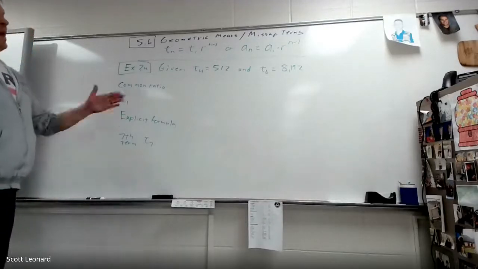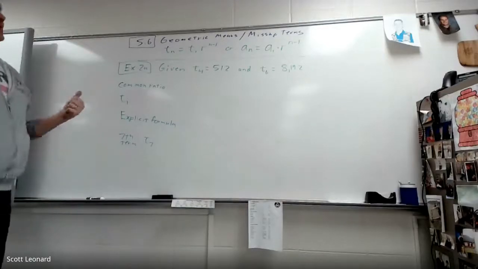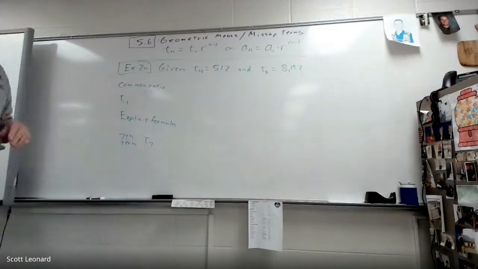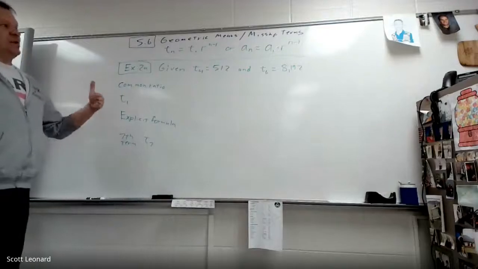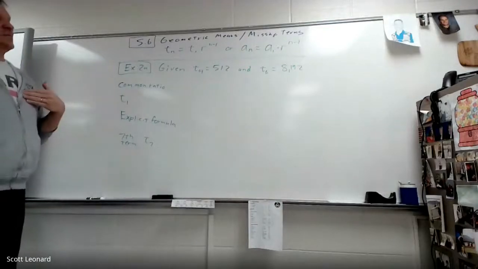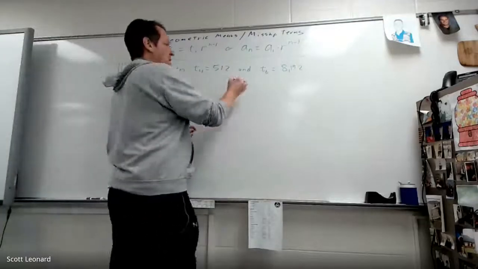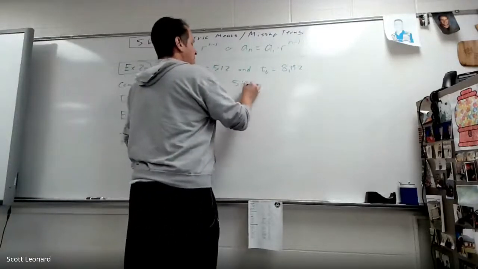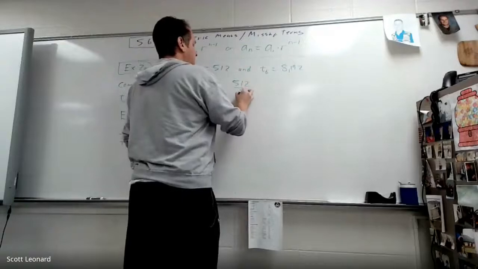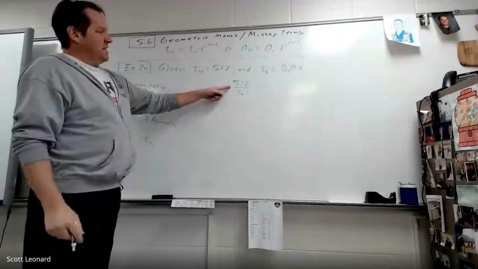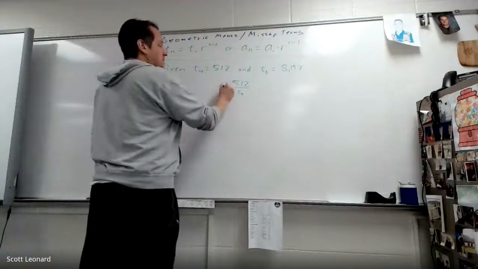Now, this looks way harder than the last problems we did, but it's just as easy. So here's what I want you to do. I want you to write out the terms just like we did in the last one with blanks. We're starting on the fourth term. The fourth term is 512. This is T4. So that means we're missing the first three terms.